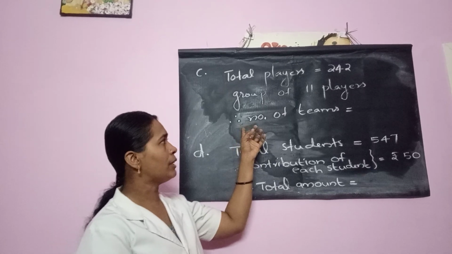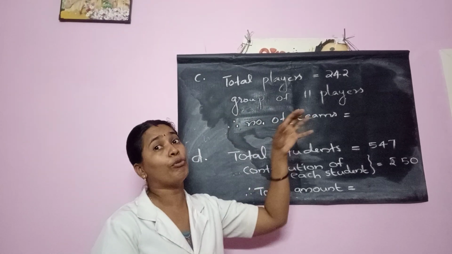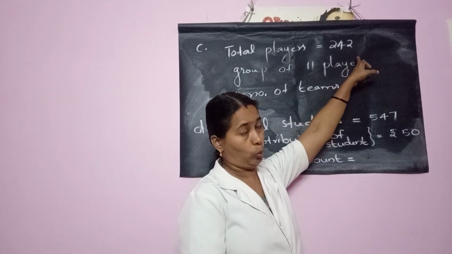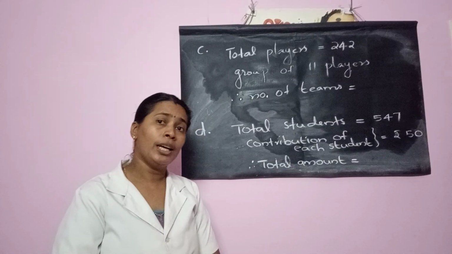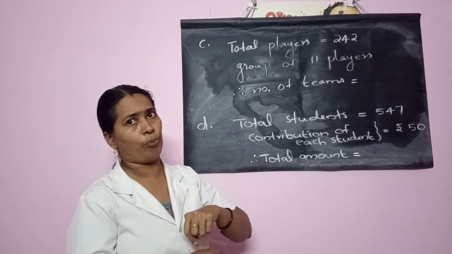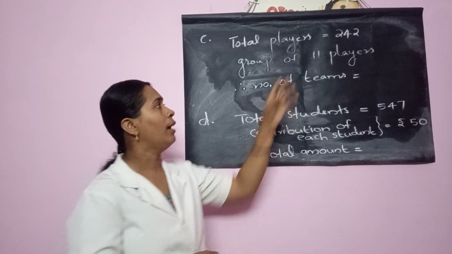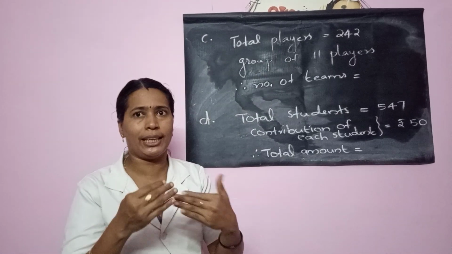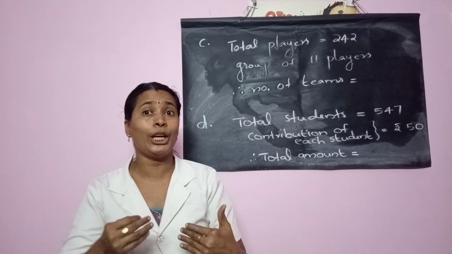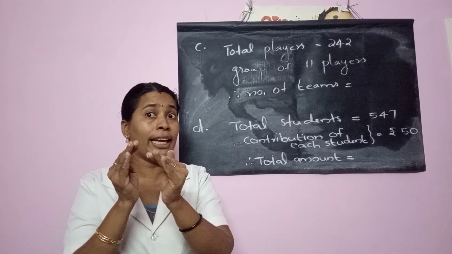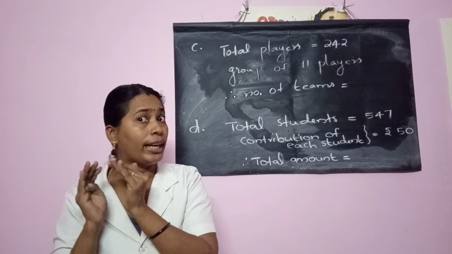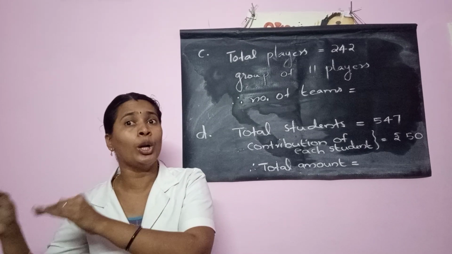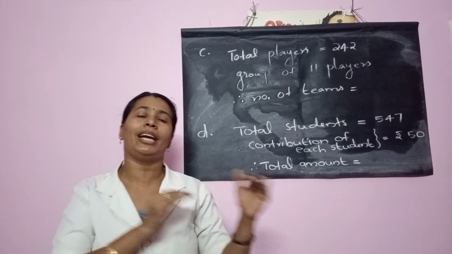So our question is, what will be the number of groups or number of teams? How many students are there? 242. How many teams are required? We don't know. But we know the number of players. In one group, how many players required? 11 players are required. So what do we do? We are reducing 242 into small groups. So we need a reduction, not increase. We are reducing them into small groups. Each group having 11 students, isn't it?